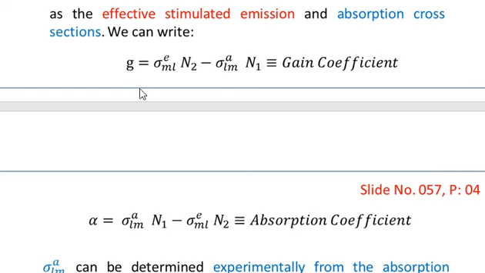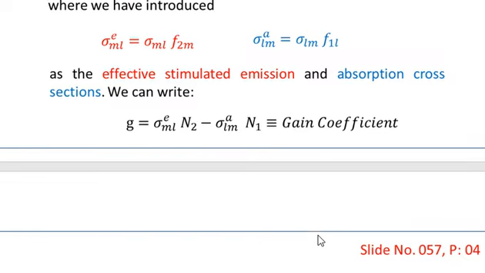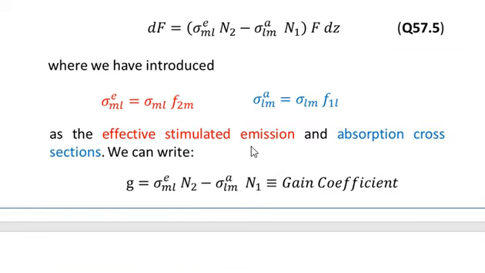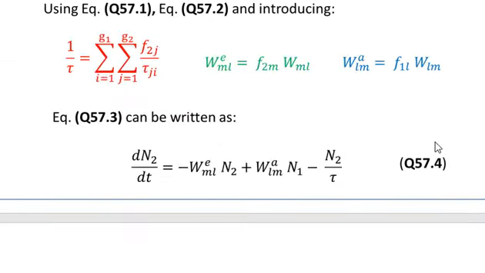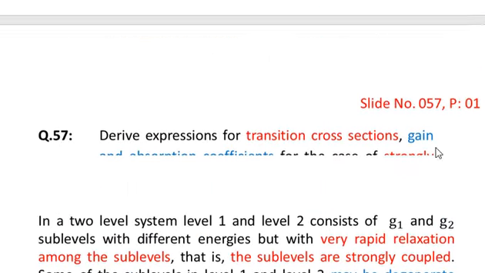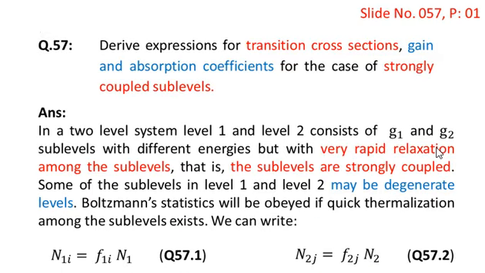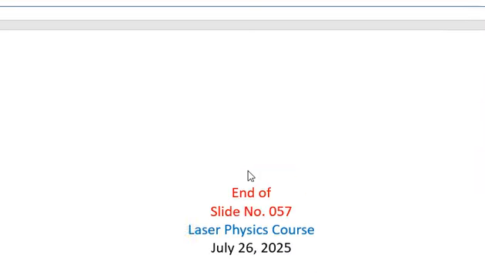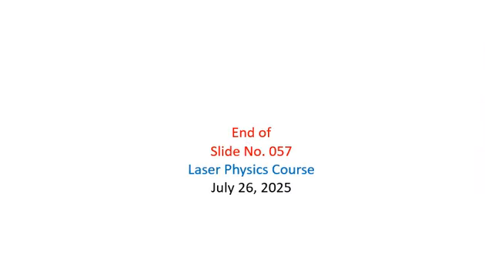So you see that we have calculated the gain coefficient, the absorption coefficient, the stimulated emission cross section, and the absorption cross section for the case in which the sublevels were strongly coupled. This is the case we have addressed in this slide. So this is the end of slide number 57.